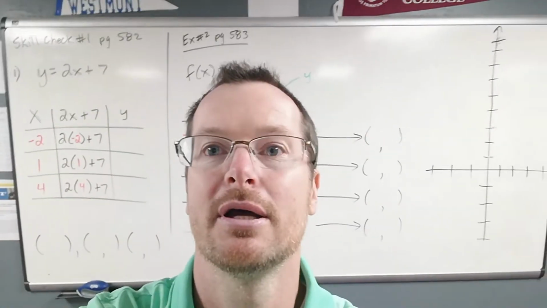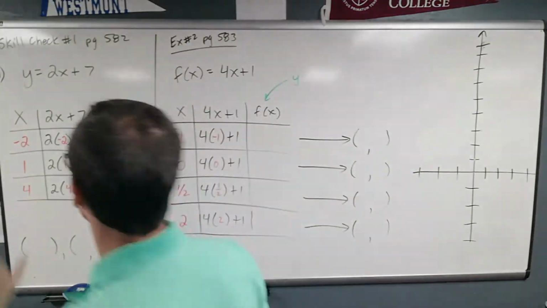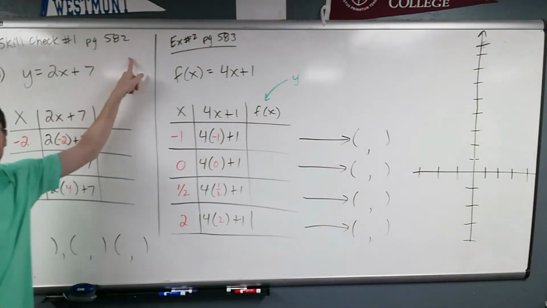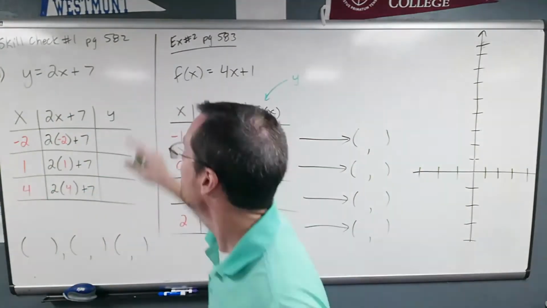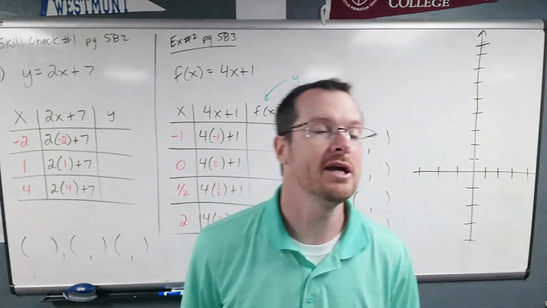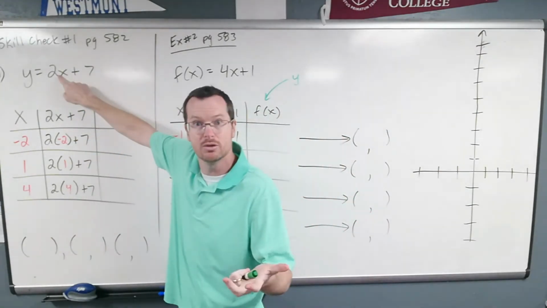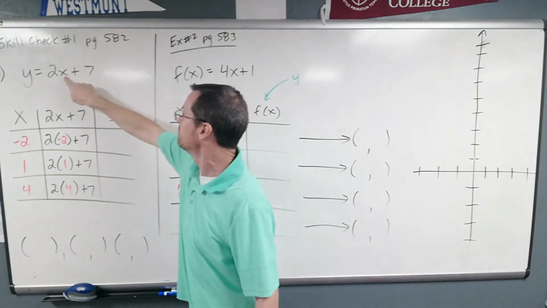All right. Perfect. Let's check out our skill check. So our skill check right here, skill check number 1, page 582. Hopefully you had a chance to do it. y equals 2x plus 7. That's our new function. y equals 2x plus 7. We're going to take all of our x values, our inputs, and double them. We're going to multiply by 2, and we're going to add 7. So multiply by 2, add 7.